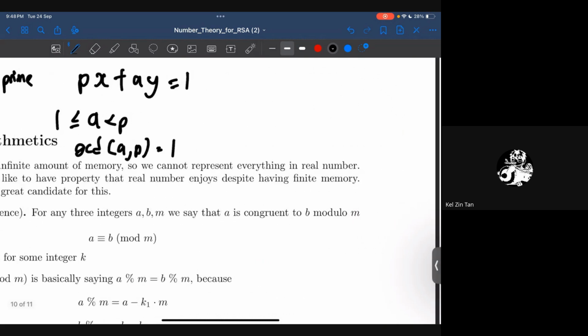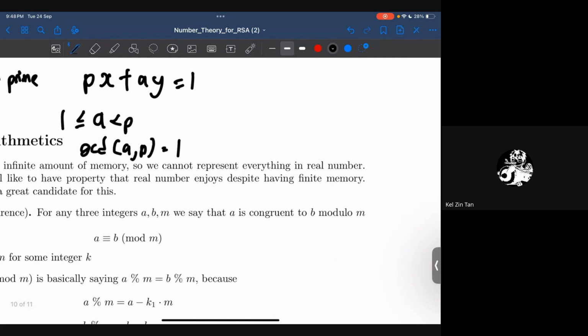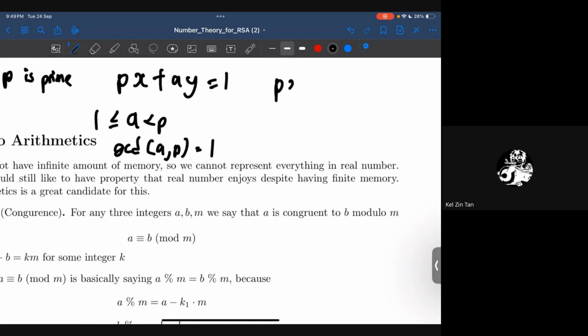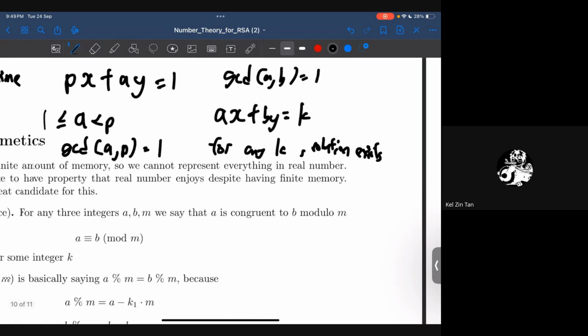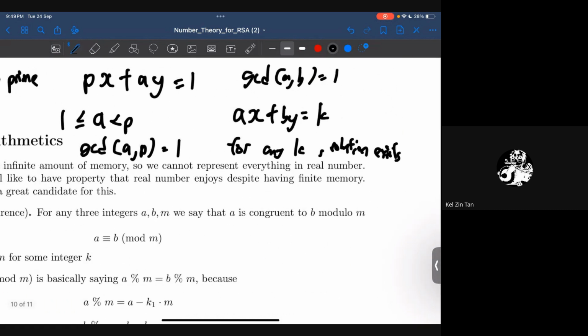And if the GCD of these two numbers is 1, so if the GCD of a and b is 1, then for any equation with k, for any a, any integer k, you can always find an x and y, because you can just multiply x and y by k, and that k will be absorbed inside x and y itself.